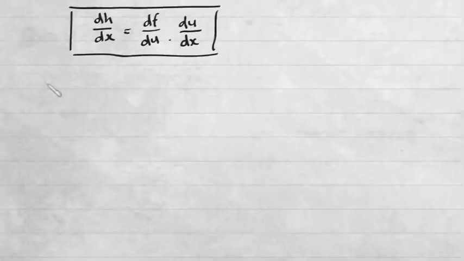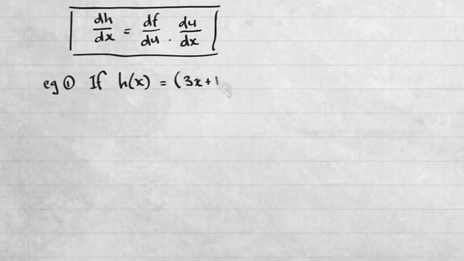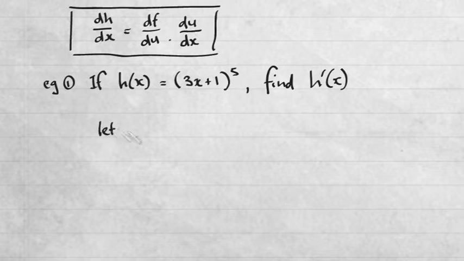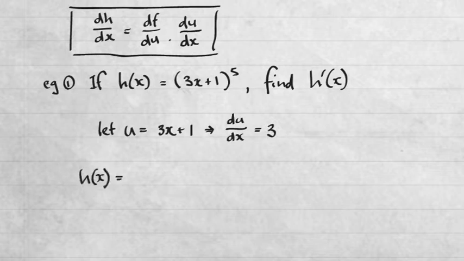Now let's have a look at an example. If h of x is equal to (3x plus 1) all to the fifth, find h prime of x, or the derivative of h of x with respect to x. Let's firstly make the substitution that u is equal to 3x plus 1. This gives us the derivative of u with respect to x is just 3. Now h of x, of course, is a function of u. It's actually equal to u to the fifth.